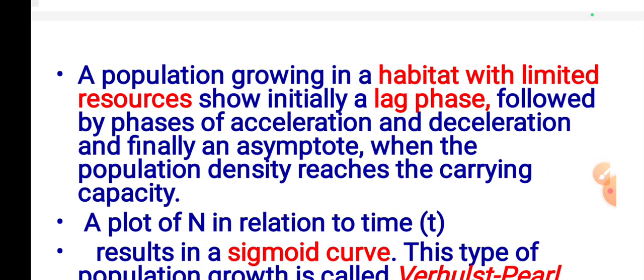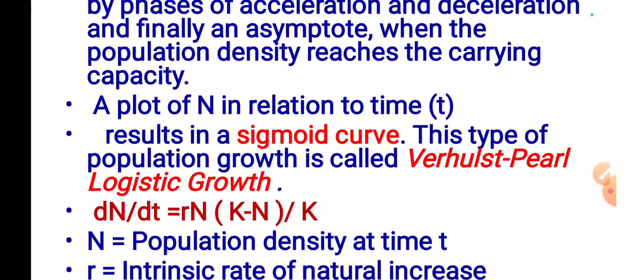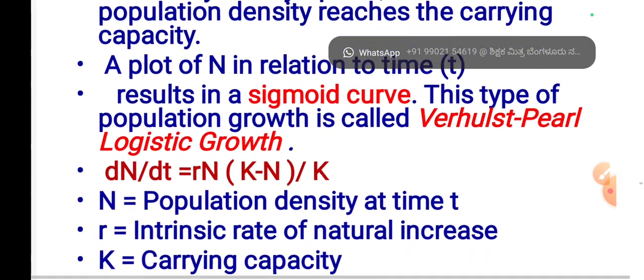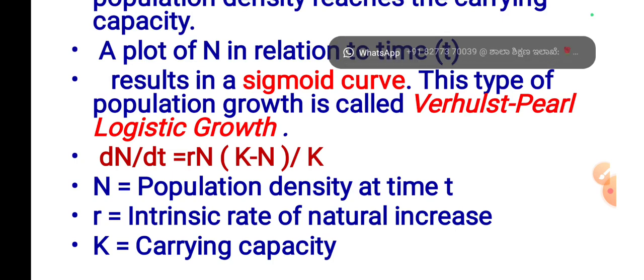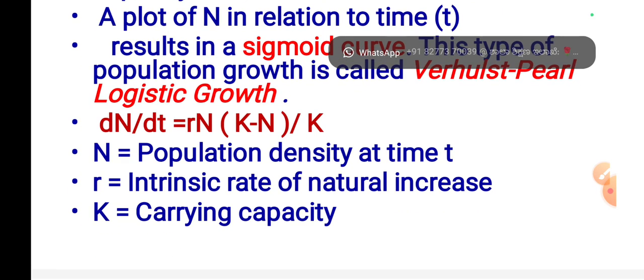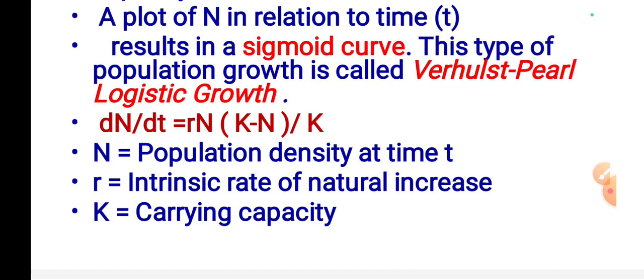A population growing in a habitat with limited resources shows initially a lag phase, followed by phases of acceleration and deceleration, and finally an asymptote when the population density reaches the carrying capacity. A plot of N, population density, in relation to time t results in a sigmoid curve. This type of population growth is called Verhulst-Pearl logistic growth: dN/dt equals rN times (K minus N) divided by K. N is population density at time t, r is the intrinsic rate of natural increase, K is carrying capacity.